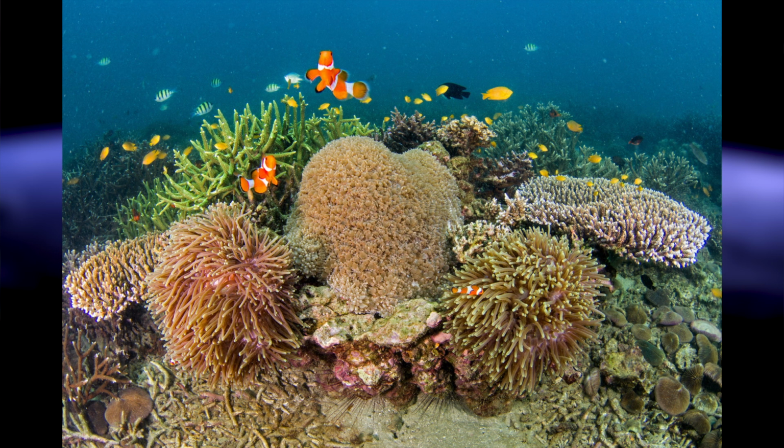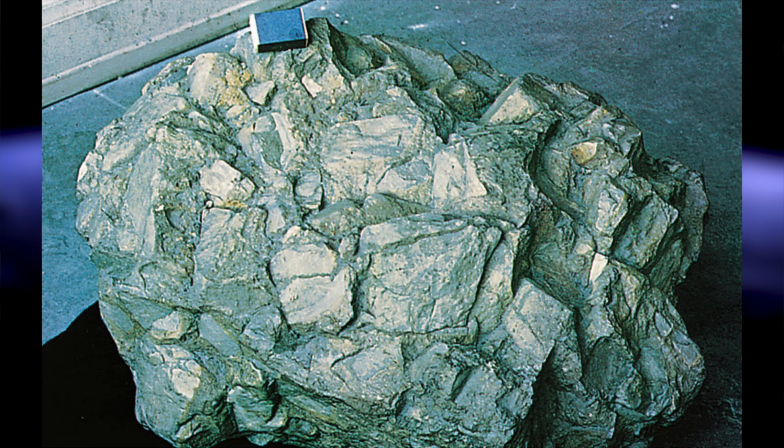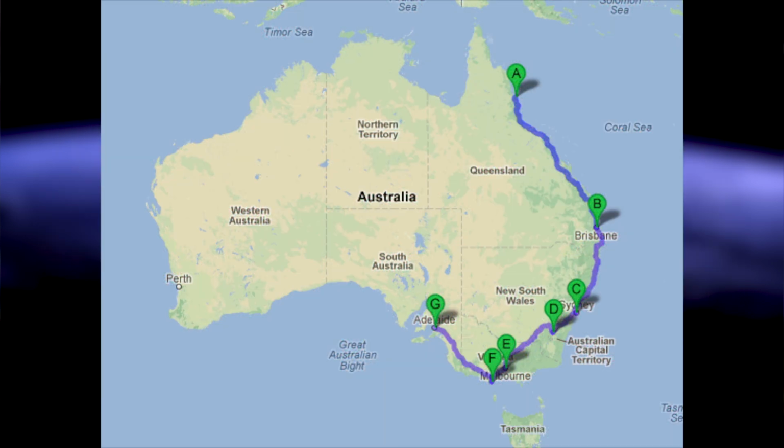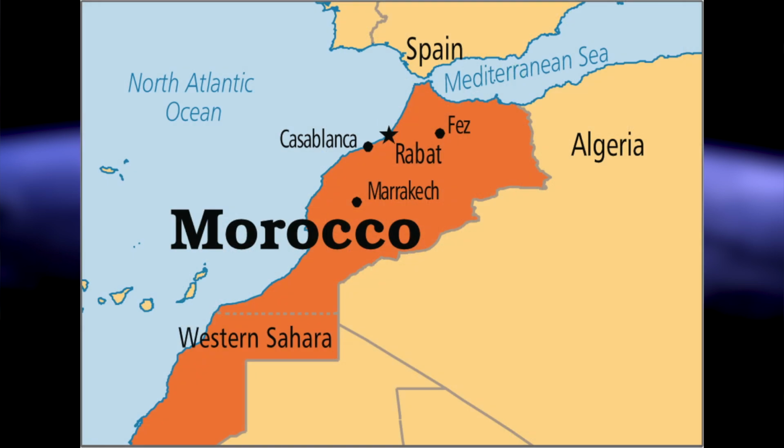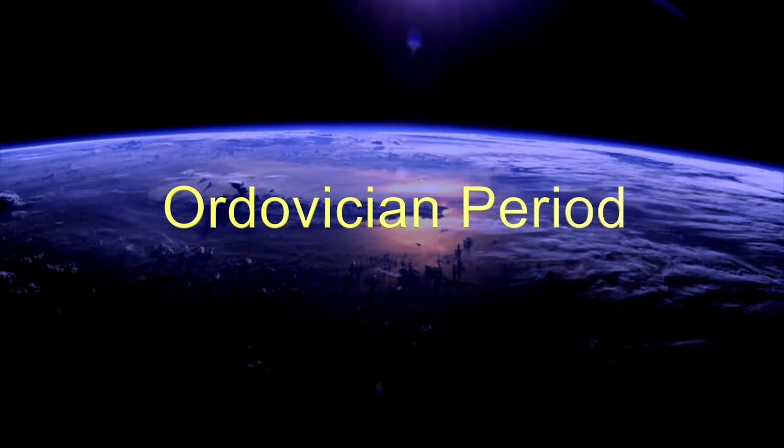Most of the fauna is of marine origin. Besides, corals have also been reported from the rocks of this period. The Great Barrier Reef, located off the east coast of Australia, and coral reefs of Morocco are believed to have formed during this period. Ordovician period.